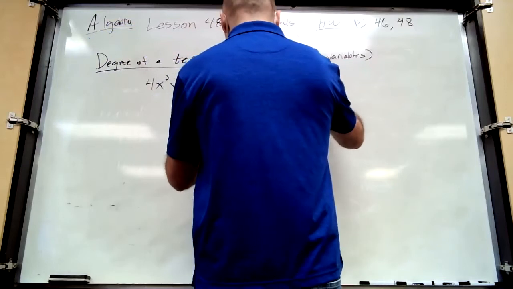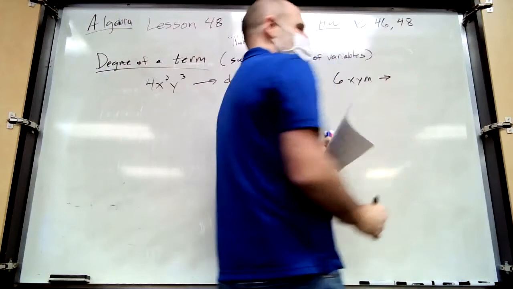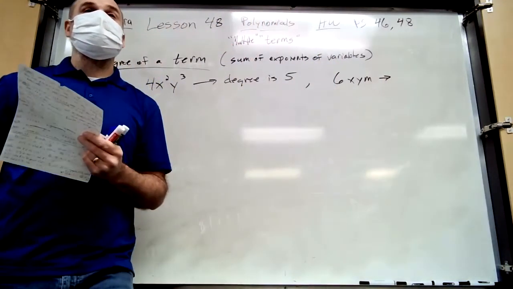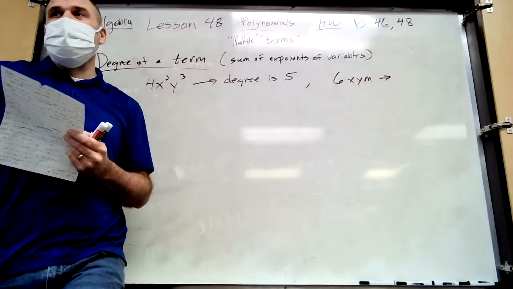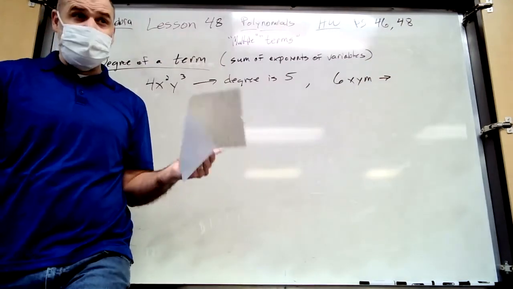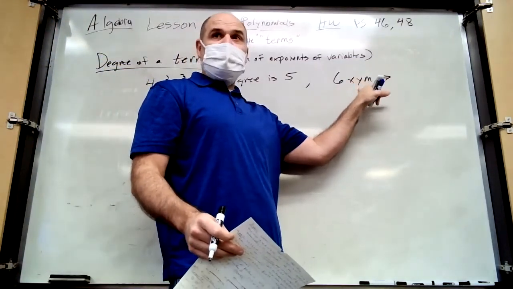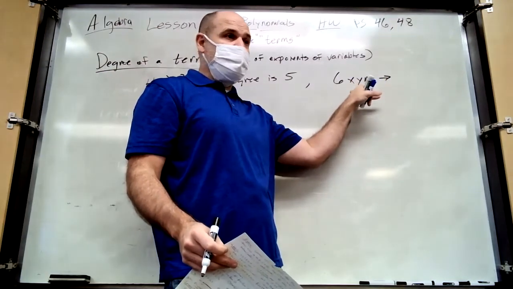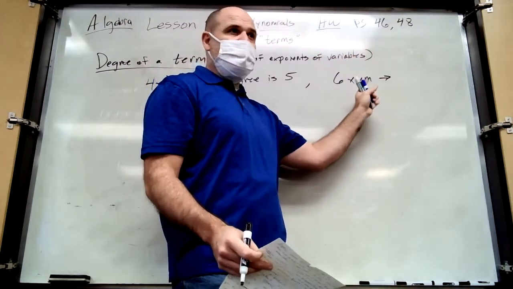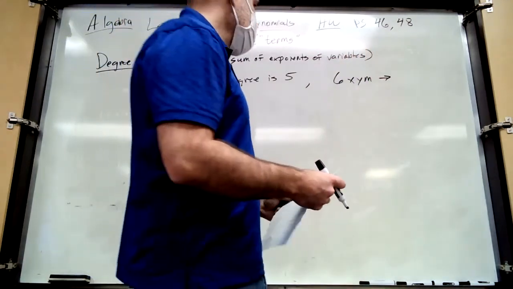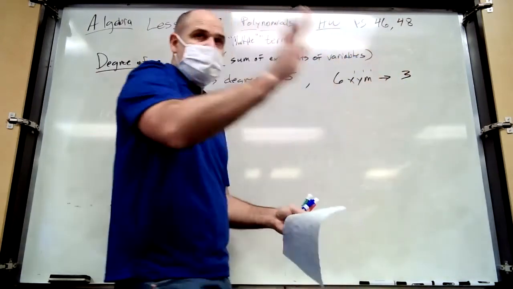So if I just had 6xym, what is the degree of this term? 3. There are just 3 letters being multiplied, and they all technically have an exponent of 1, but you can literally see just 3 letters being multiplied: x, y, m. There aren't multiple x's, multiple y's, or multiple m's being multiplied. So this is degree 3. If you wanted to add the little numbers, you can. Doesn't hurt you.